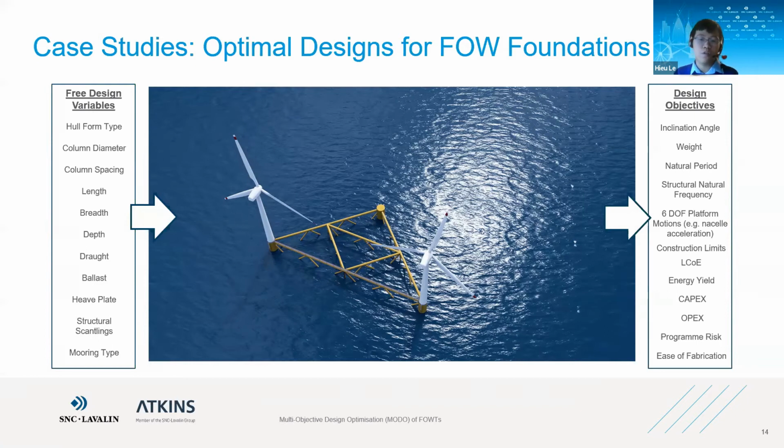And then more complex objectives need to be considered. You want the natural period of the structure, as well as the eigenvalue natural frequency, to be away from the wave energy, as well as the 1P and 3P of the turbine. So all of that has to be considered, and it can be very, very complex. Many design objectives. So where do we start?